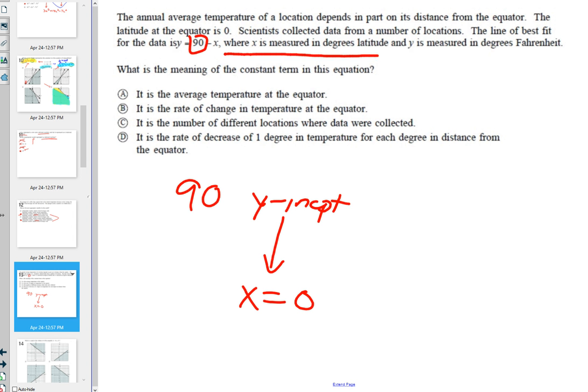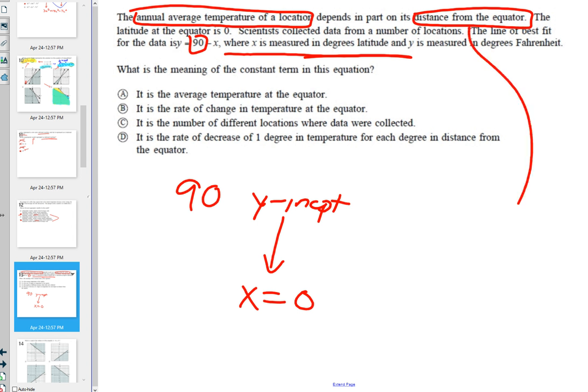X is the degrees of latitude, and its distance from the equator. So if that x was 0, the latitude at the equator is 0, since this is the line of best fit for the data. So it looks like y is going to be the annual average temperature of a location, and it depends on distance from the equator. So if distance from the equator was 0, that means you would be on the equator, correct?